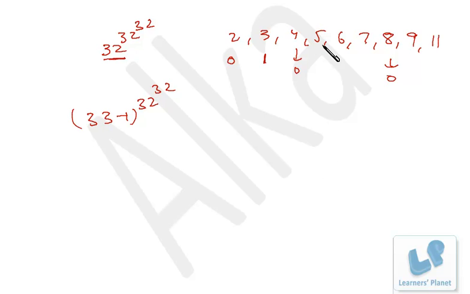Now let's discuss the case of 5. See friends, whenever you have to find the remainder in case of 5, you can just see the unit digit. By that you can easily find the remainder. Now 32's unit digit is actually 2, right? So 2 raised to 32 raised to 32. What will be the unit digit? See, 32 raised to 32.